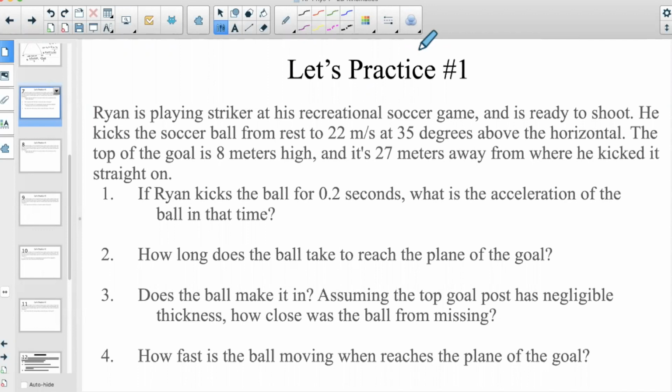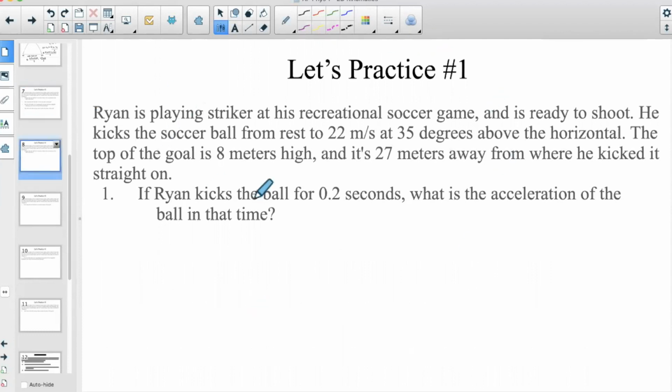Ryan is playing striker at his rec soccer game and is ready to shoot. He kicks the soccer ball from rest to 22 meters per second at 35 degrees above the horizontal. Top of the goal is 8 meters high and it's 27 meters away from where he kicked it straight on. So as you can see from this problem, the College Board loves to overload you with numbers and get your mind really spinning. And you just gotta read it twice and then break it down. So let's figure out what's going on.